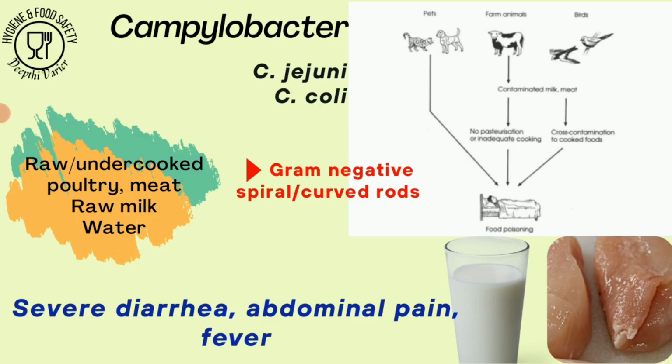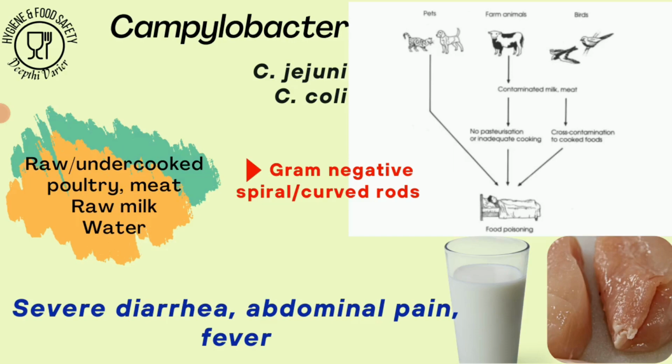So there are different sources which are coming from the animals, and usually within 3 to 5 days after we come in contact with the bacterium, we start showing the symptoms. The symptoms, like I said, can be very severe, but it's usually not fatal. So this was about the second bacterium, that is Campylobacter.